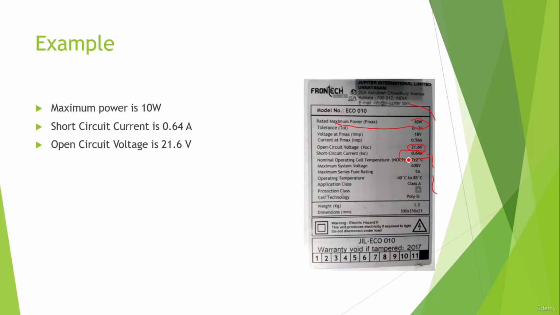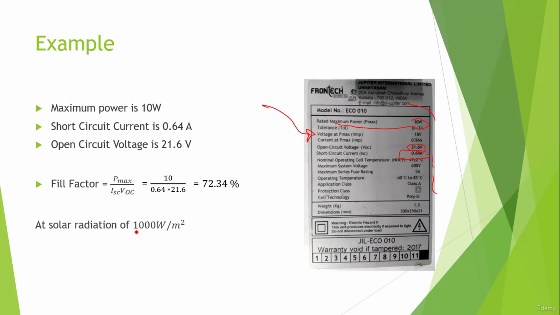From these parameters, you can easily calculate the fill factor as P maximum over short circuit current times open circuit voltage. We get 10 over 0.64 times 21.6, which is going to equal 72.34%. So the fill factor for this solar cell or solar module is going to be 72.34%.